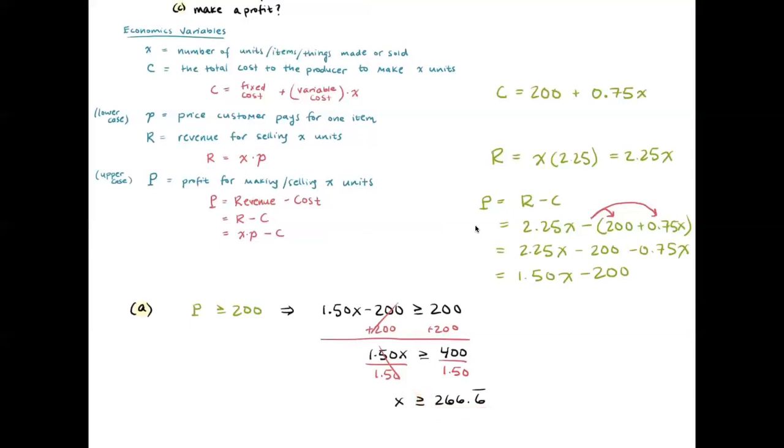Now, if we have to sell 0.6 of a cup of lemonade, we kind of have to sell the whole thing. So I would summarize this as saying, all right, we must sell, round up to the nearest cup of lemonade. So you must sell at least 267 cups to profit at least $200.